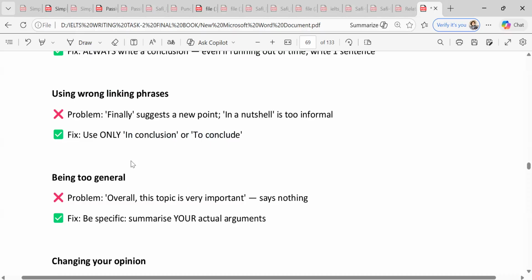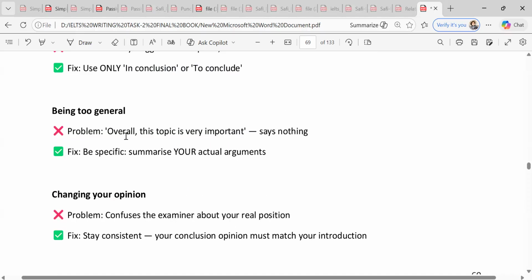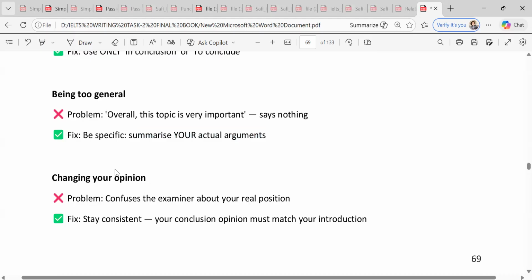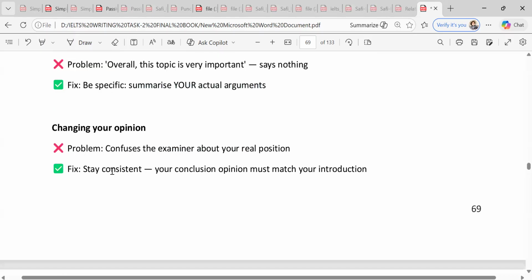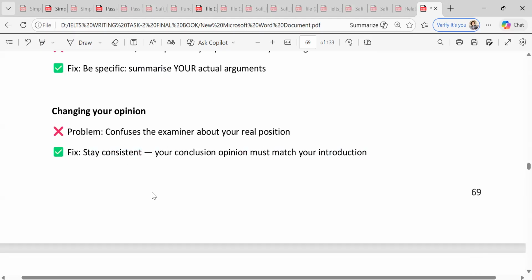Then comes being too general. It has to be very specific, because you must summarize your actual arguments. You can't write anything of your own. Number seven: changing your opinion. Never change. Whatever you wrote in your thesis statement, you need to carry that through here.